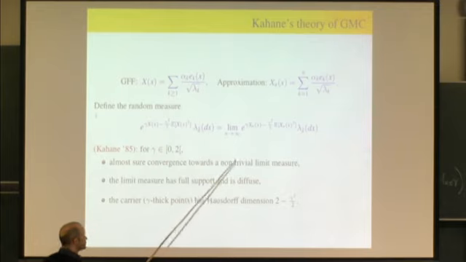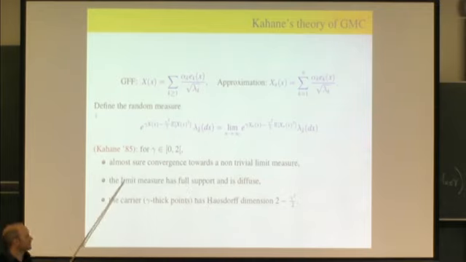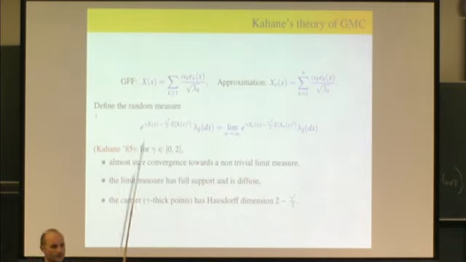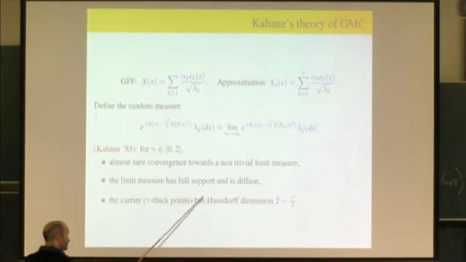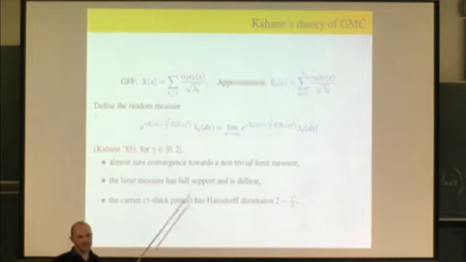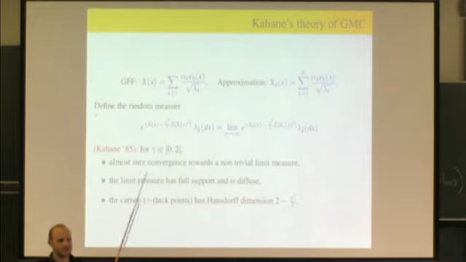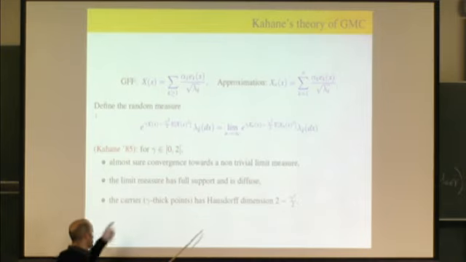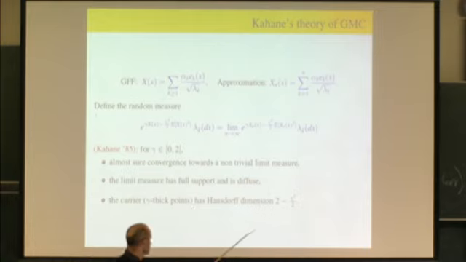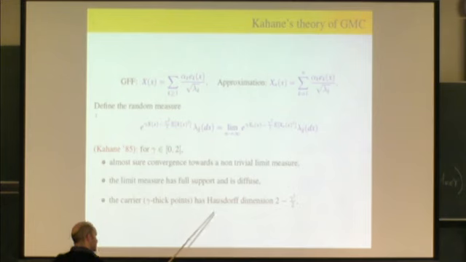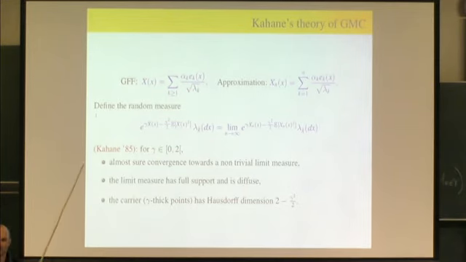The limiting measures that you get have some nice properties. They have full support: there is mass distributed all over the whole plane, and every ball has some mass. And it is diffuse: it has no atoms, there are no Dirac masses hidden in your measure. It was shown that the carrier of the measure is the set of so-called gamma-thick points. And these measures also have nice fractal properties.